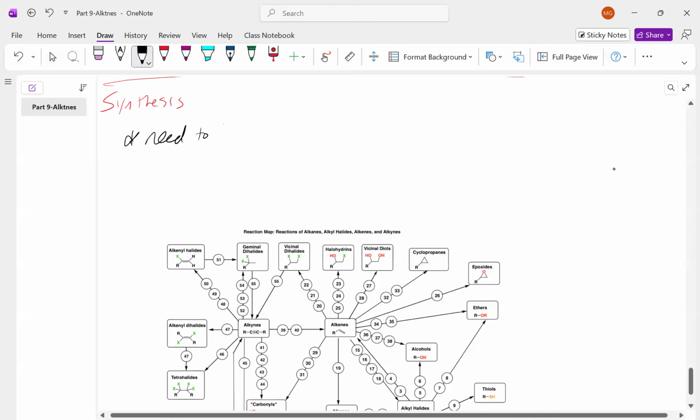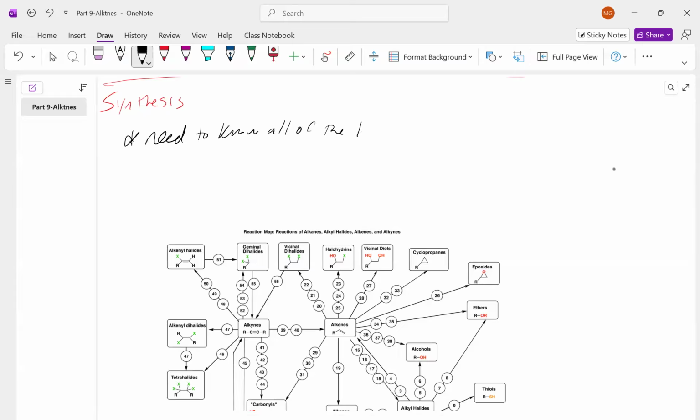But what I want to emphasize before I get into some common tactics is you need to know all of the one-step transformations that we've talked about in the previous chapters, in this chapter and the previous ones. It doesn't do you any good if you're trying to build a synthesis that's reliant on the individual reactions and you don't know those individual reactions. You're not going to be able to do multi-step synthesis. So make it easy on yourself now.